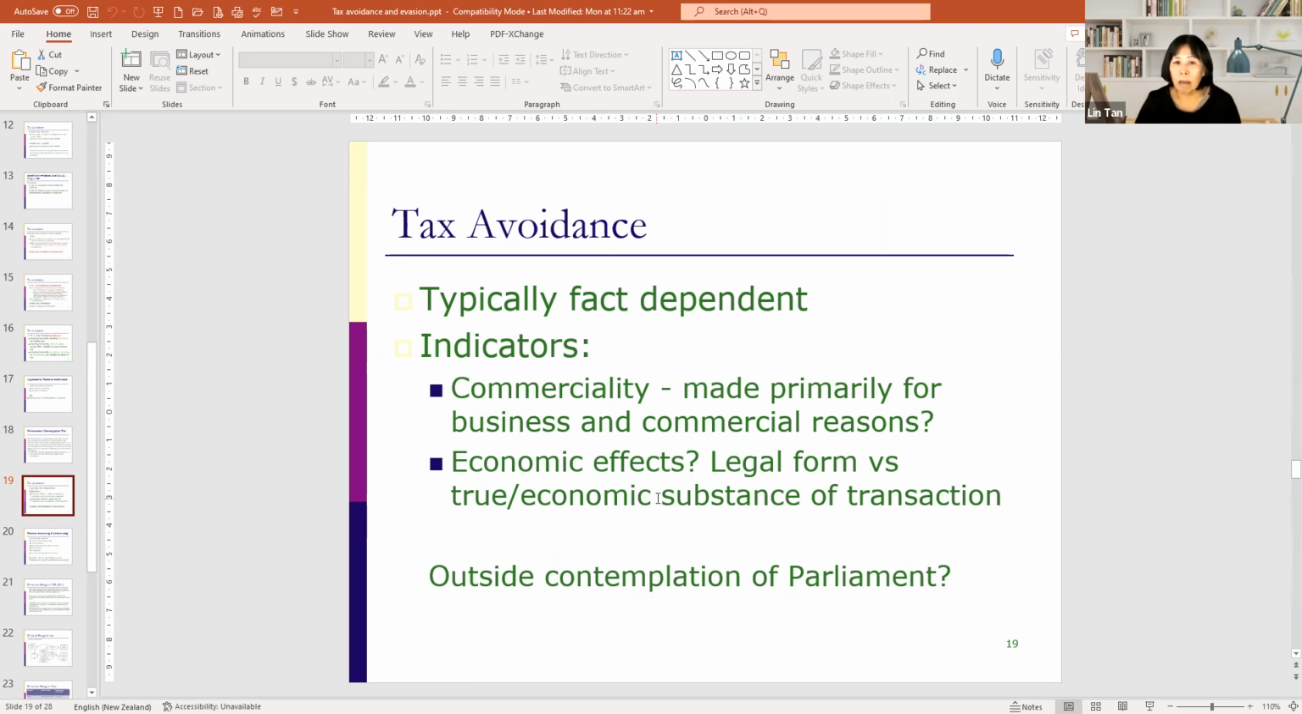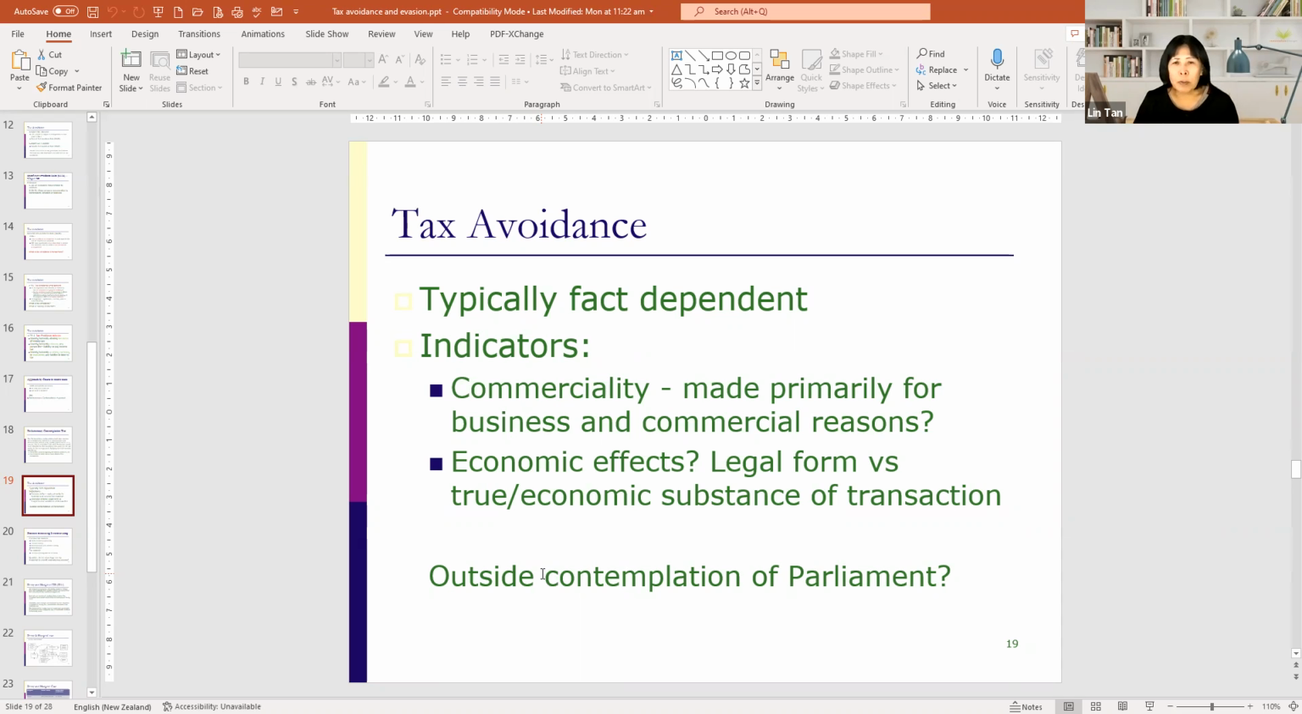What is really the substance? What's actually happening? Based on all these indicators, they want to see whether the advantage obtained by the taxpayer is outside the contemplation of Parliament. As I said, sometimes it's quite difficult to tell whether the Inland Revenue will think that the arrangement is outside the contemplation of Parliament, or whether the judges think that it is. So as a result, the Inland Revenue has attempted to provide some guidelines as to what their views are. And they've given numerous examples of scenarios which they think will or will not be regarded as a tax avoidance arrangement.